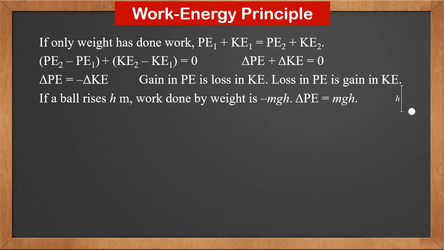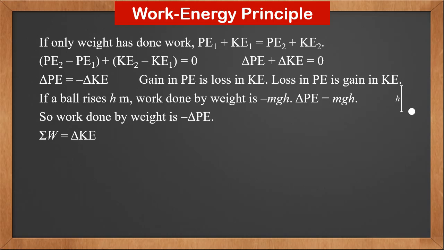If a ball rises h meters, work done by weight is minus mgh, because weight and displacement are in opposite directions. Delta PE is mgh, because it rises h meters. So work done by weight is minus delta PE.